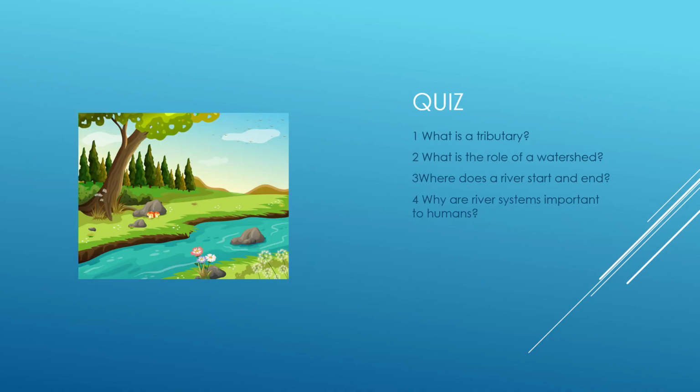So let's test what we have learned. Question 1: what is a tributary? What is the role of a watershed? Where does a river start and where does it end? Why are river systems important to humans? Take a few moments to think about these questions before moving on.